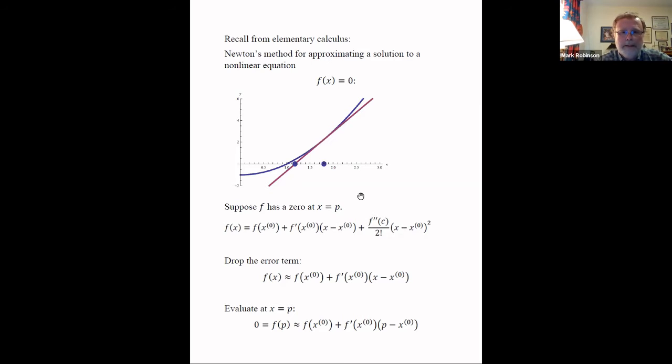So if we drop that error term, then we have the following approximation statement here, that f of x is approximately equal to f of x naught plus f prime of x naught times x minus x naught. Now, if we actually evaluate that statement right there at x equal p, what we get is f of p on the left, and then that's approximately equal to f of x naught plus f prime of x naught times p minus x naught. So all I've done there is substitute p for x. Now the fact is, though, that p, remember, is a 0 of the function f. So f of p itself is in fact 0.